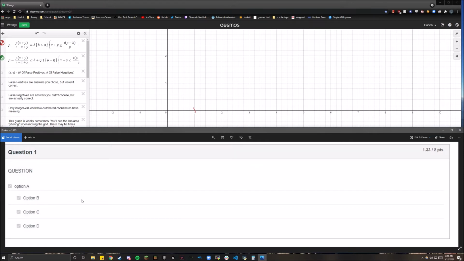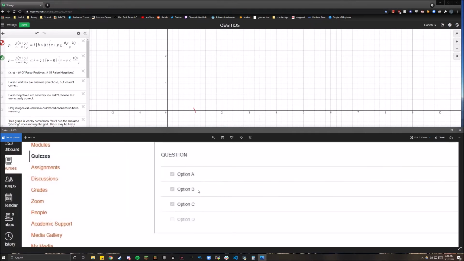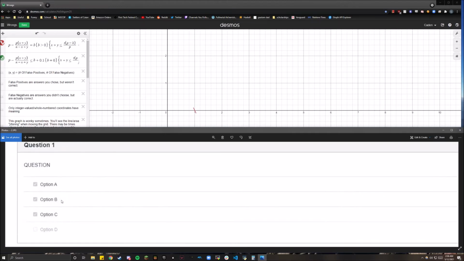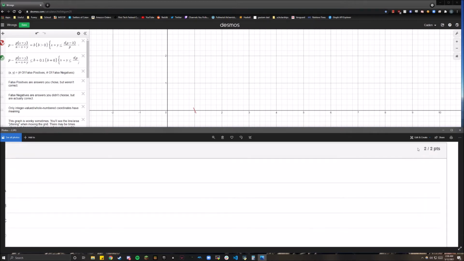And so if I go to the next question, or the results of the question rather, you can see that yes, there were 3 correct options. The wrong one happened to be option D. And I got 2 out of 2 points for it.